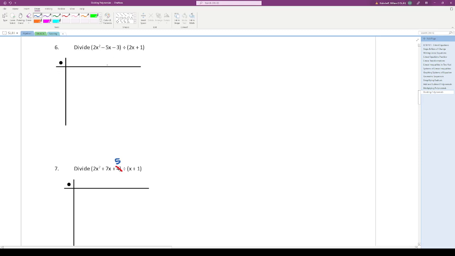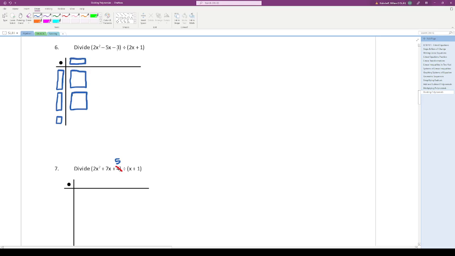Okay, so let's start with number 6. We have 2x, so we're going to put x, and we have plus 1. So that's our divisor. In our answer, we have 2x squared, so those need to be evenly split between our x's. So we have an x squared there and an x squared there. That means we know there's going to be an x here in our answer.